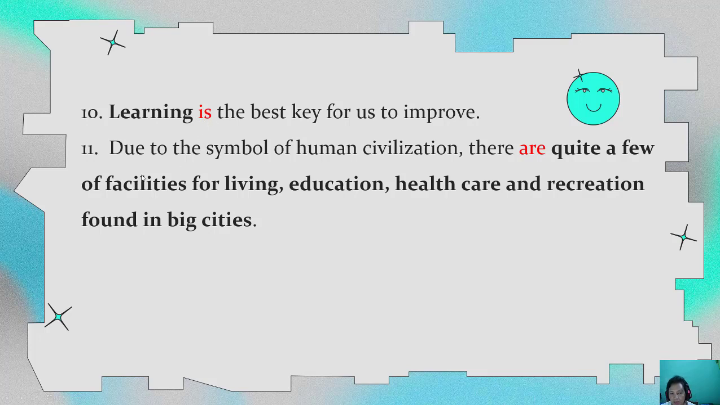is. Next, due to the symbol of human civilization, there are quite a few facilities for living, education, healthcare, and recreation found in big cities. So, found here is not the main verb because it comes from which are found. Facilities which are found. So, this adjective clause explains facilities. That's why it is not the main verb. The main verb is here, or the predicate is this one.